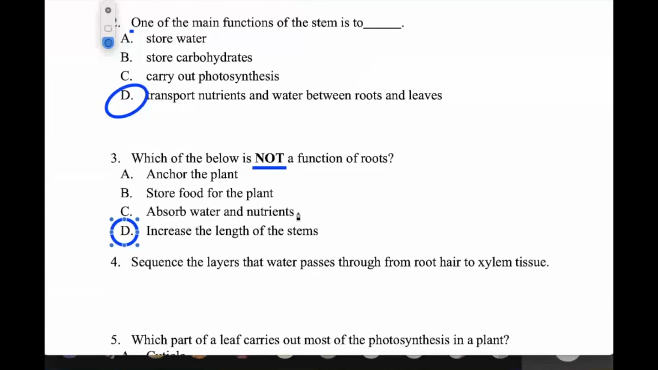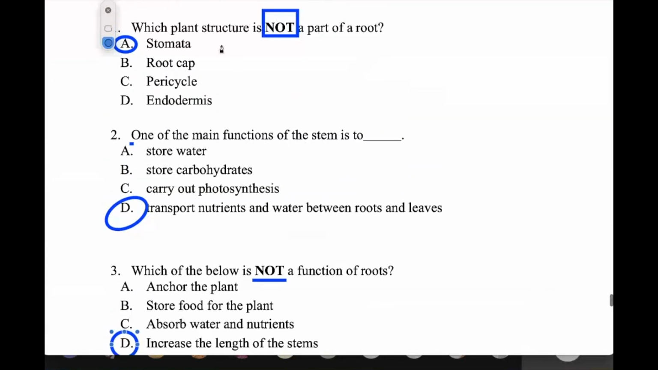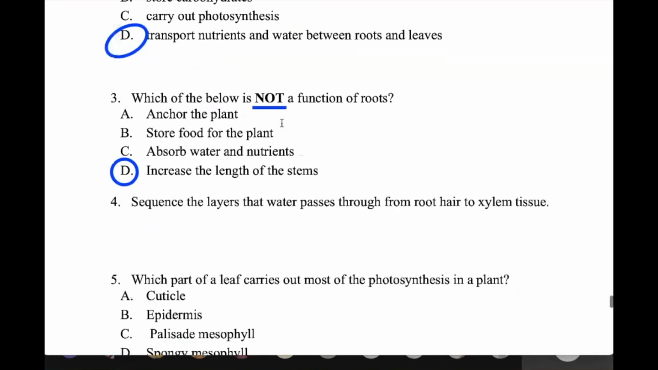Okay. All these questions, boys. Look here. Which part is not a part of the plant? Maybe next time they ask you which of the below are the parts of the root, so you should know that these three are the parts of the root. Same here. What are the functions of the roots? These three are the functions of the roots.